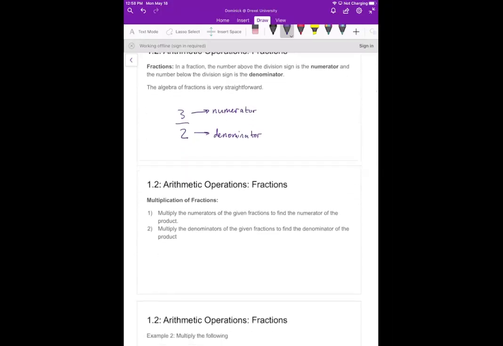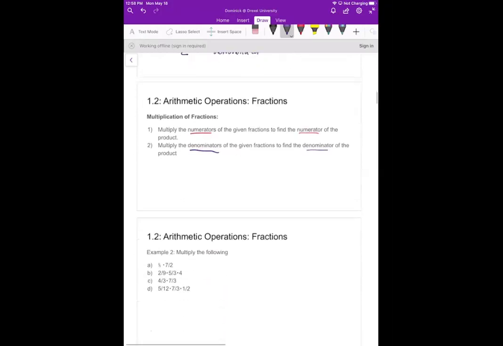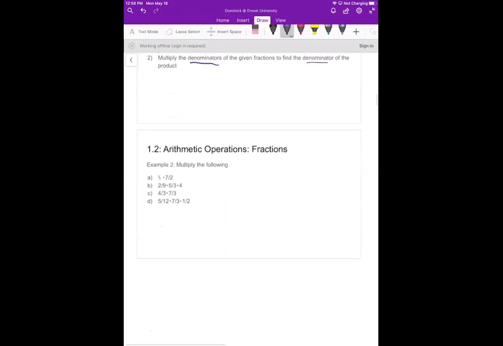Okay, so the first thing we're going to talk about is multiplication of fractions, right? So if you want to multiply fractions, all that you need to do is you multiply the 2 numerators together, and that gets your new numerator, and you multiply the 2 denominators together, and that gets you the new denominator, right? So multiplication of fractions is very straightforward, right? So as an example, let's look at a couple of these. So in part A, we have 3 over 5 times 7 over 2.